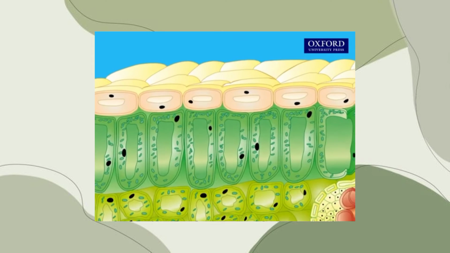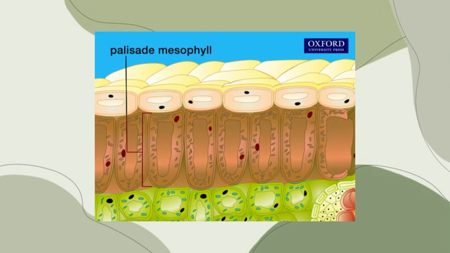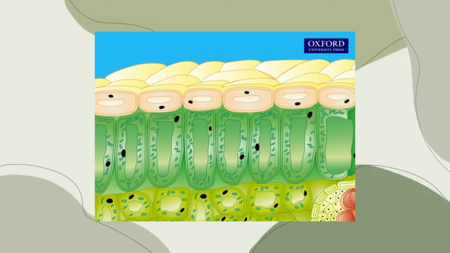Under the upper epidermis is the palisade mesophyll. It is made up of a few rows of tightly packed cylinder-shaped cells. These cells contain many chloroplasts where photosynthesis takes place.